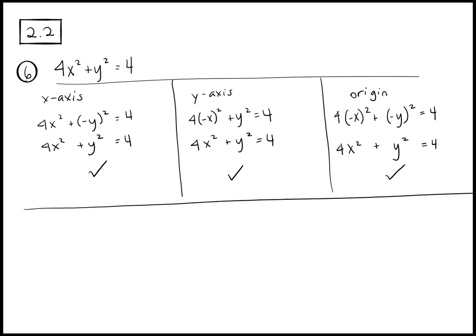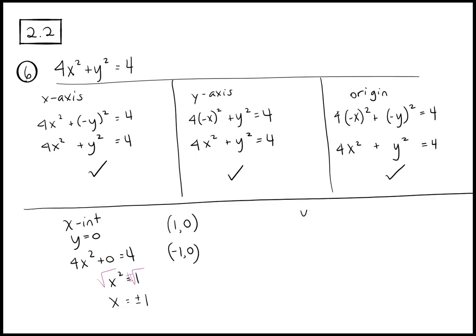And now let's test for intercepts. To find all my x-intercepts, I'm going to plug in y equals 0. And so I'm going to get 4x squared plus 0 is equal to 4. I'm going to get x squared is equal to 1. And I'm going to apply the square root property. And I'm going to put plus or minus on it. So I'm going to get x is equal to plus or minus 1. In other words, I get 1, 0 and negative 1, 0.